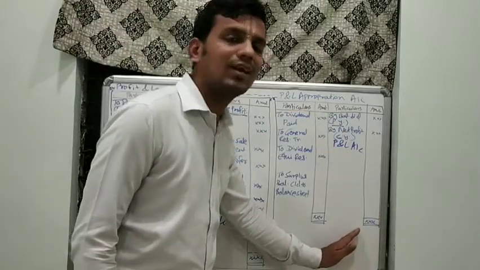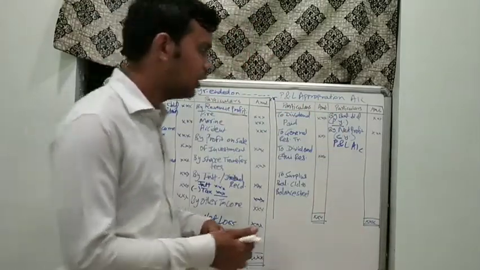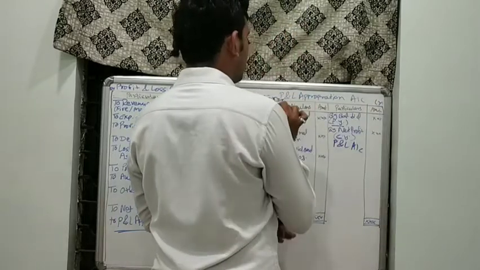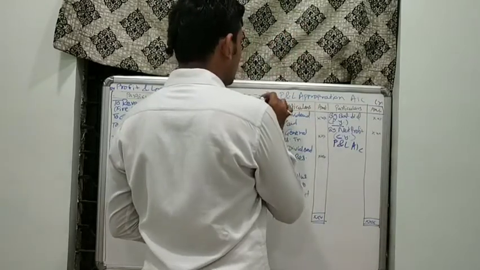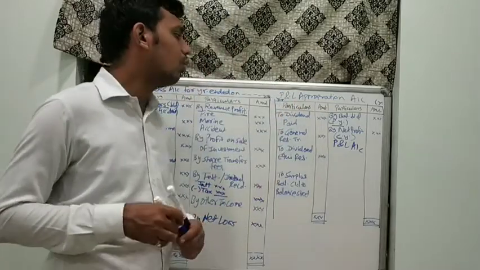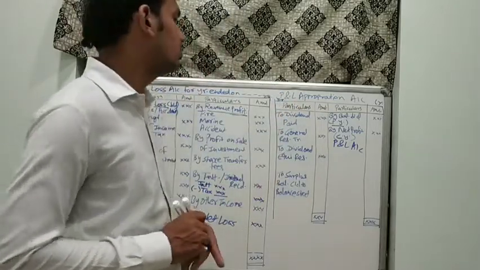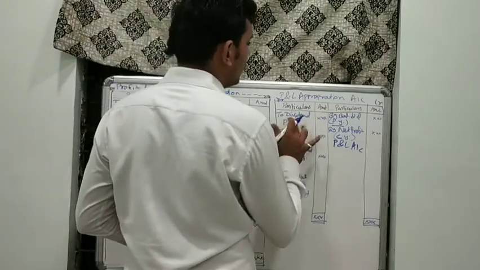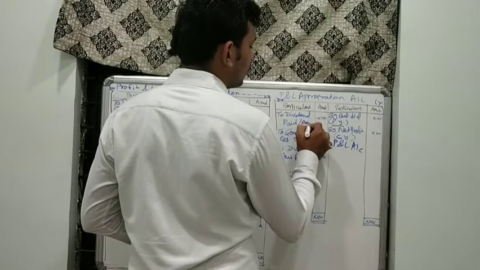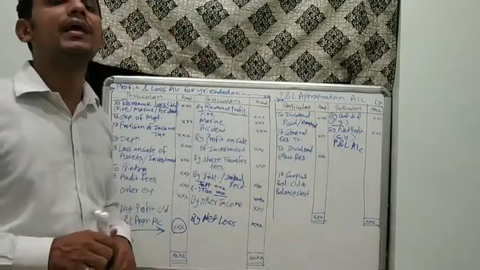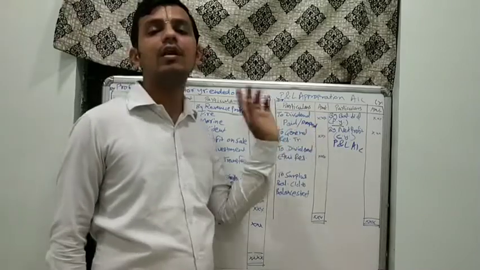Once we are done with the credit side, we can move to the debit side. This would be credit and this would be debit. I would write credit here so that there is no confusion. Now, on the debit side, what things do we have to take? First would be dividend paid or proposed, as per the adjustment given in the question.